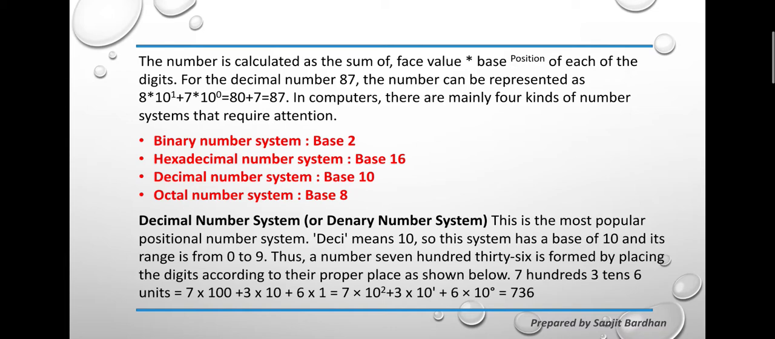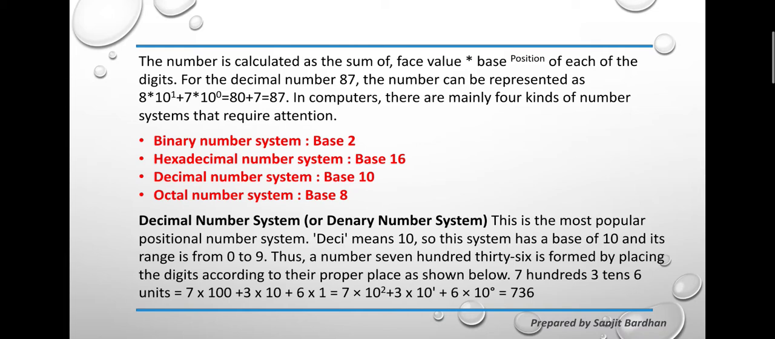Okay, a number 736 is formed by placing the digits according to their proper places, as shown below. That means 7 hundreds, 3 tens and 6 units. 7 into 100 is equal to 700, 3 into 10 is equal to 30, and 6 into 1 is 6. So here you can see 10 to the power 2 means 10 into 10. That is 7 into 10 to the power 2 plus 3 into 10 to the power 1 plus 6 into 10 to the power 0. Okay, total is 736.